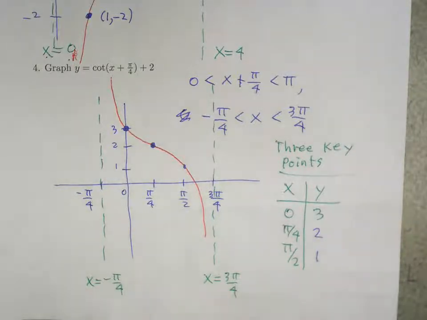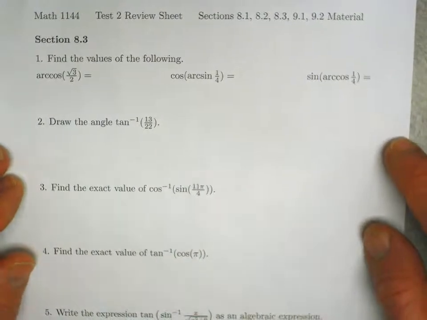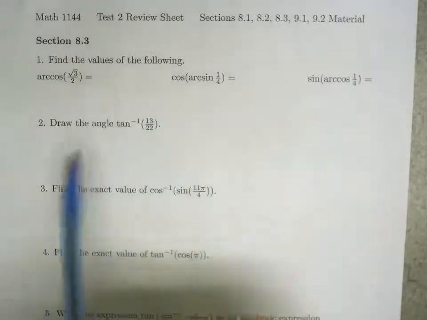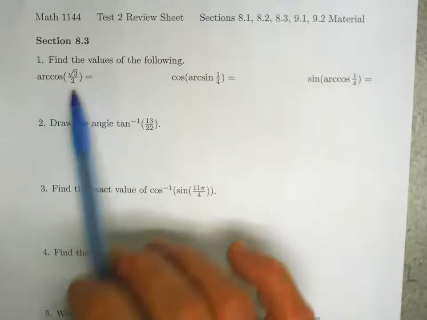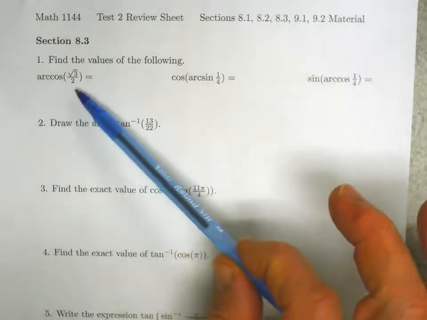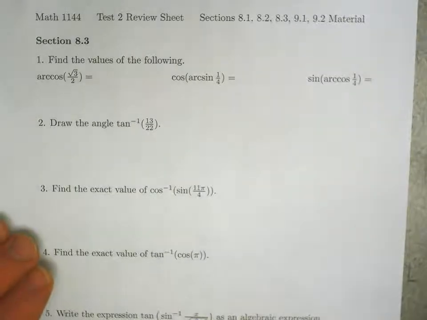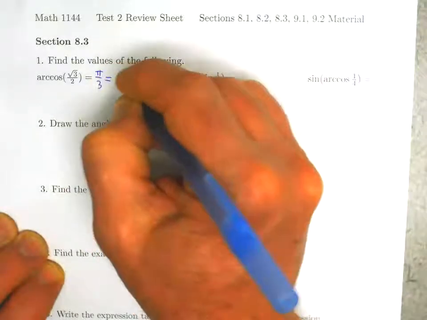Okay, let's move on to the next page. From section 8.3, find the values of the following. The arc cosine of the square root of 3 over 2. This is equivalent to the inverse cosine of square root of 3 over 2. So the angle whose cosine is the square root of 3 over 2 is pi over 3, or 60 degrees.